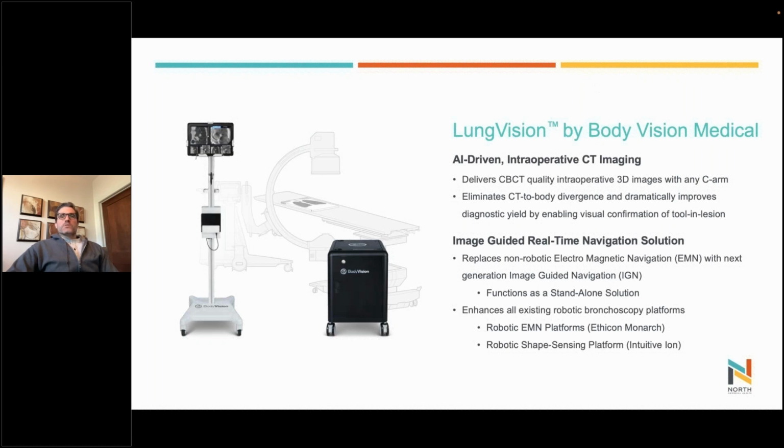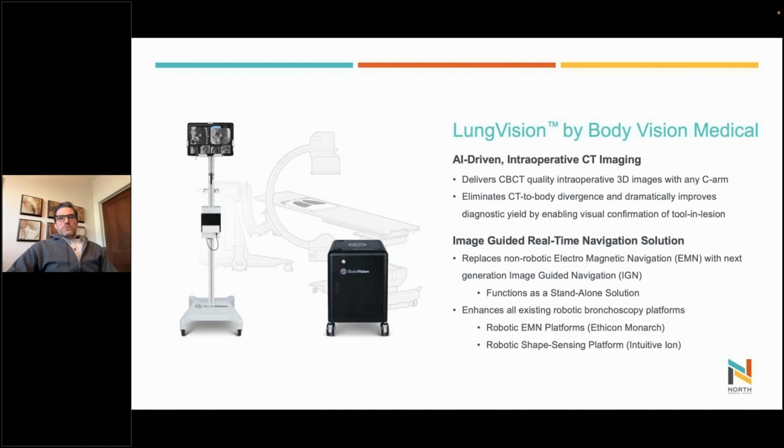And what it allows you to do is eliminate that CT to body divergence we talked about, and it improves the yield by actually allowing you to visualize your tool in the lesion. At the same time, it allows augmented fluoroscopy to guide you to the lesion, and in some cases it can replace your need for any sort of electromagnetic navigation. Again, this is not relying on any electromagnetic navigation solution; we're using image-guided navigation instead.